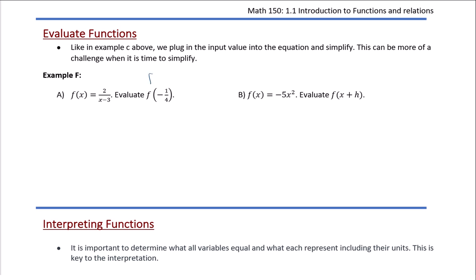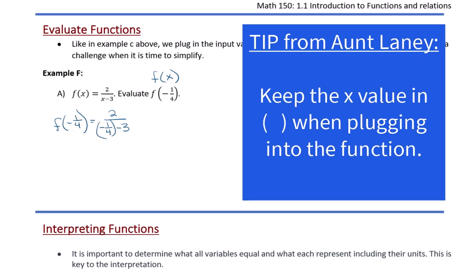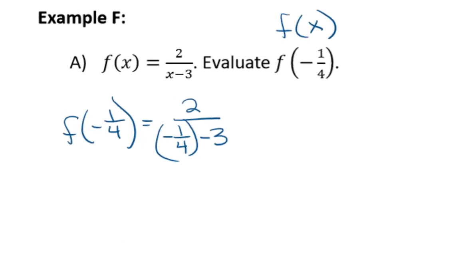That negative 1/4 is taking the place of the x inside the parentheses, so we're going to put it anywhere there's an x. So for f of negative 1/4, we will have 2 over negative 1/4 minus 3. When plugging in, you may want to keep that x value in parentheses no matter where you put it. That way you won't get confused as to whether it's addition, subtraction, multiplication, or division, what you need to do with that value. So one of the things we can do here to simplify this expression is to get rid of that fraction within a fraction.